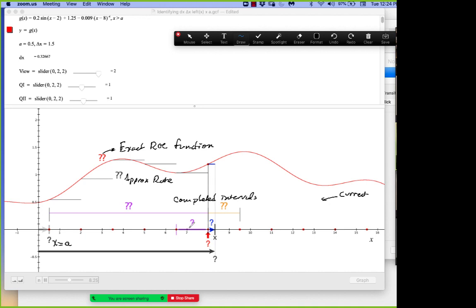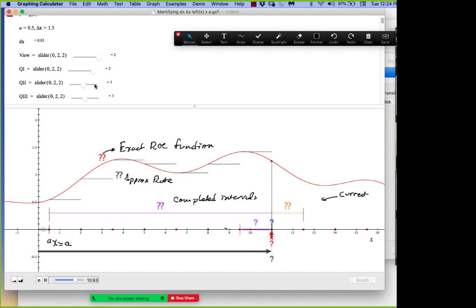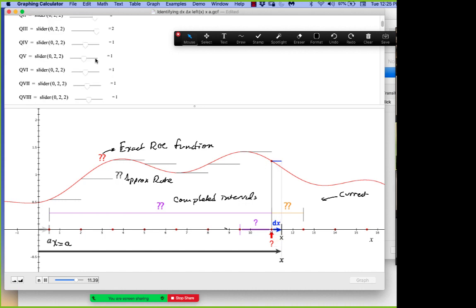Is it delta x? That's the delta x, right? Delta x is the width of our intervals, and the blue one is dx. Do you remember dx was a variable? Delta x was a parameter. And so that's the variable amount of change in the current interval. Okay? Then we have one more thing here. So let's turn all these on here. There's dx, completed intervals, current interval. Okay, left x, we'll talk about that in a second. What else?